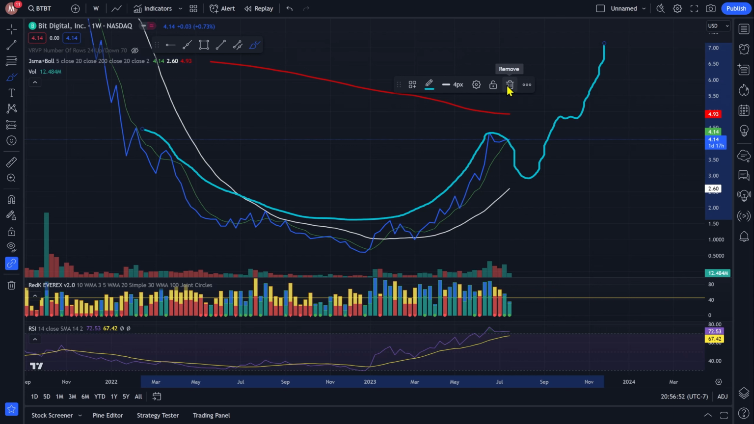This is just what I think. This is not a suggestion to buy, sell, or hold any securities.